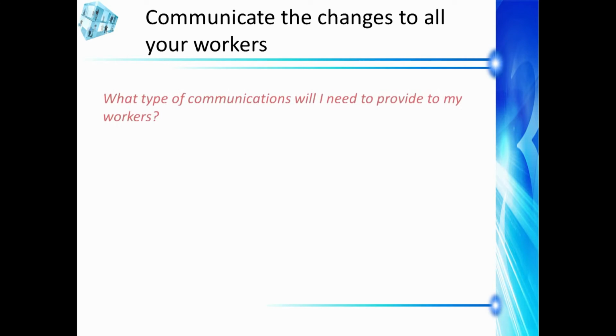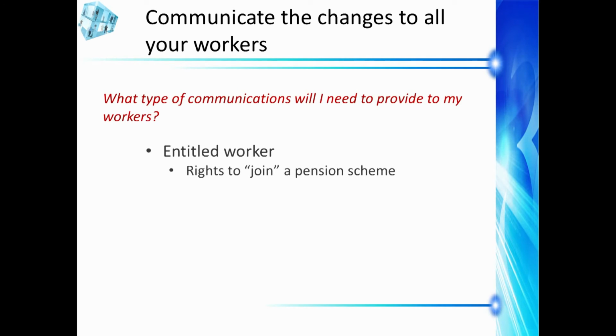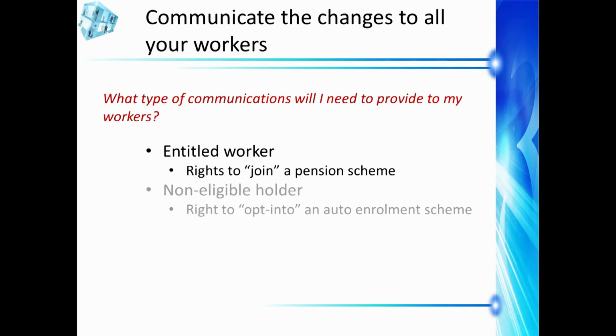Communication to your workers. What types of communication do you need to provide? Well, it depends upon the category of worker. If you've got an entitled worker, you need to give them information to say they have a right to join the pension scheme, but you as the employer do not need to contribute to that pension scheme. If they're a non-eligible job holder, then you need to tell them that auto-enrolment is happening and that they have a right to opt into the auto-enrolment process.